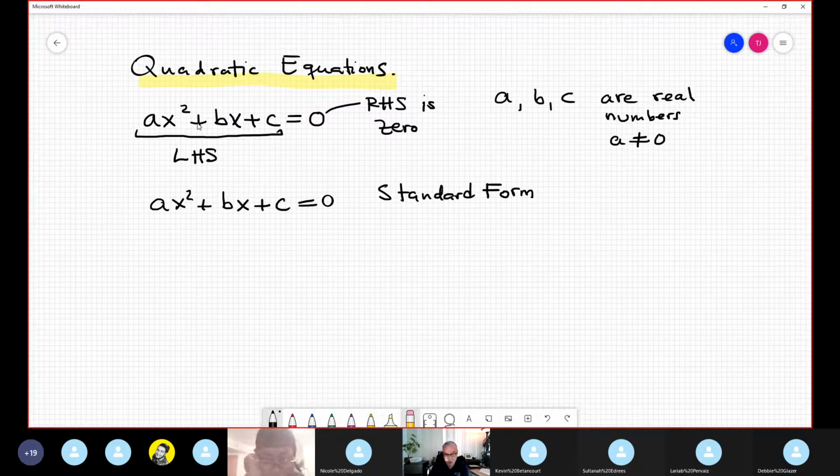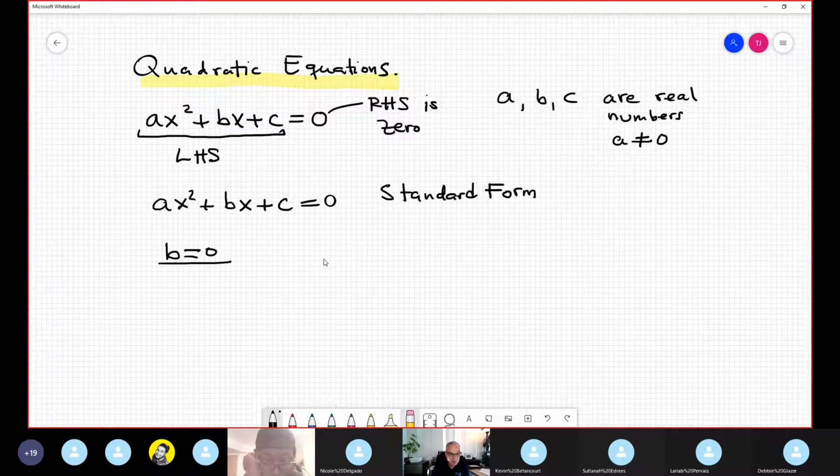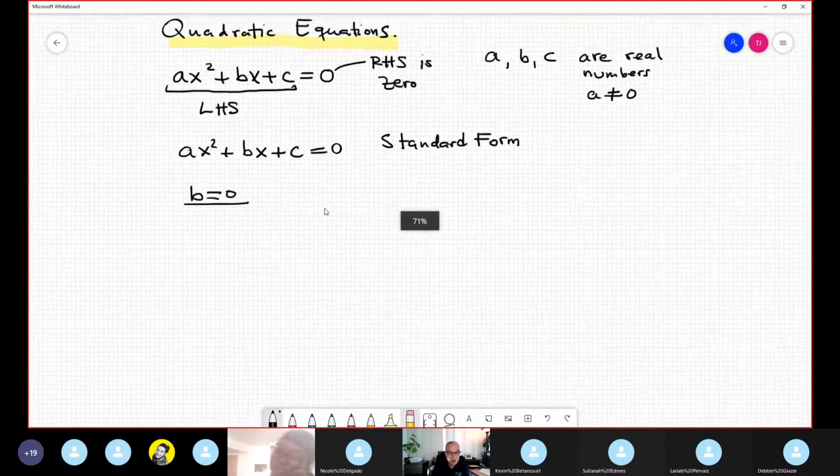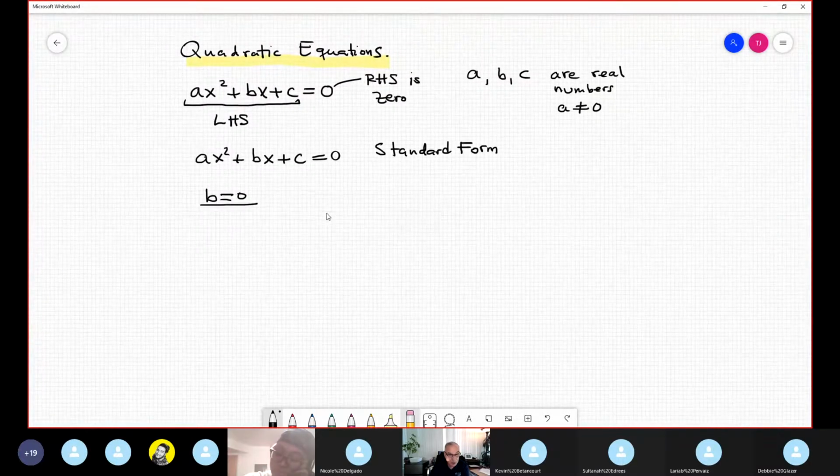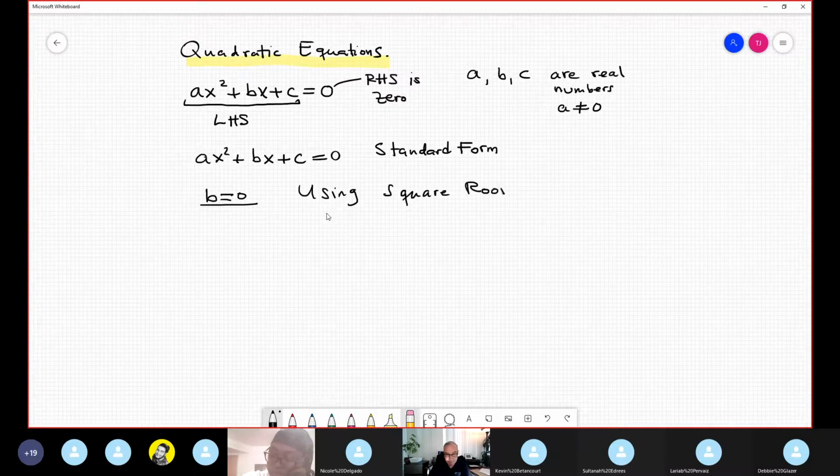Okay, let's study some special cases in which, for example, b is 0. What happens when b is 0? When that part is missing, the best way to solve the quadratic equation is using a method called the square root method, or square root property. Some books call it a property, other books call it a method. But it's easy. Look at that. Example 1.